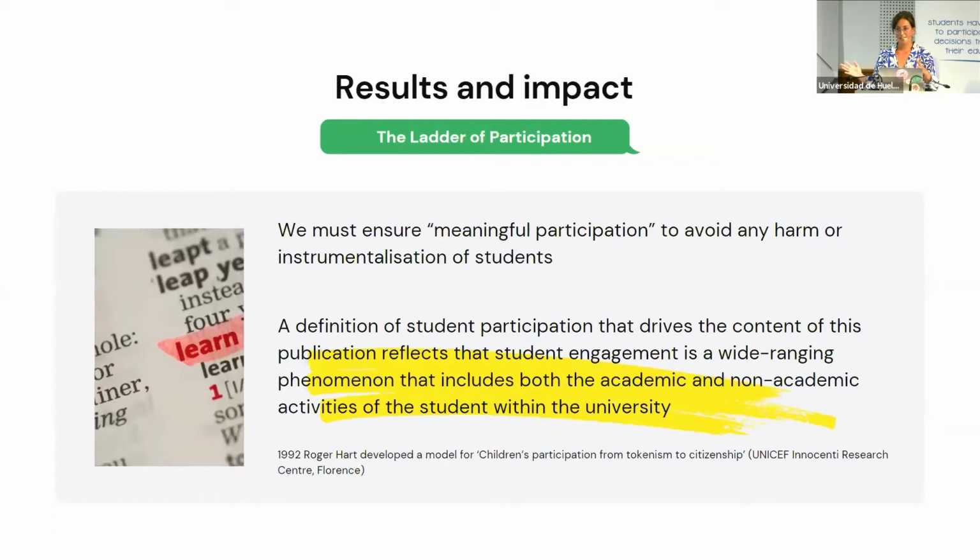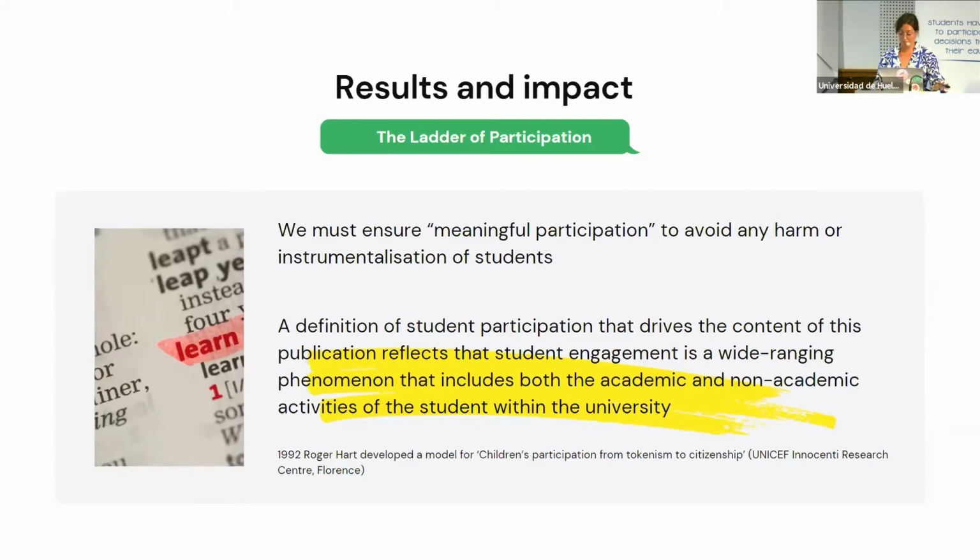As I was saying, and related to the ladder of participation, I don't know if you are familiar with it, but we need to ensure that there is a minimum participation. This is why we are here for this event. And we really appreciate your involvement because we don't want to get to the point where students are being instrumentalized, but rather are part of their student life.